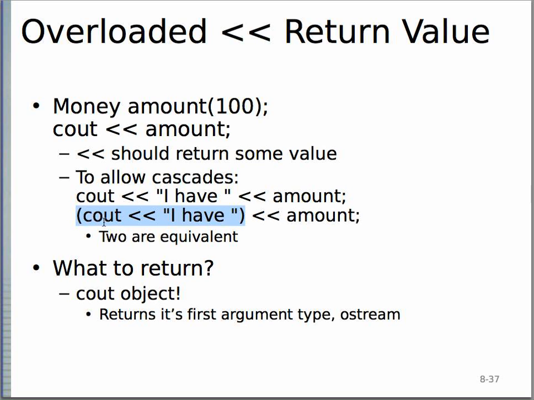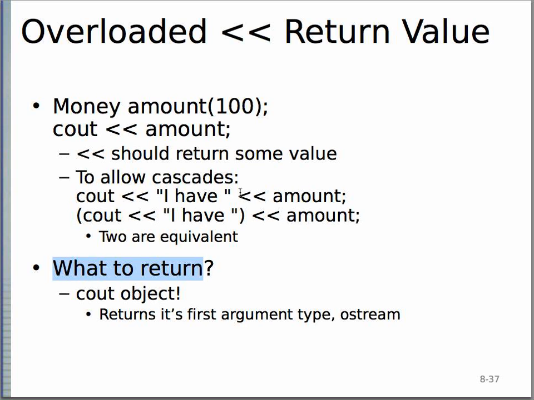So then you might want to think about this. What is the type of this expression? It turns out the type of this expression is ostream. It is the same thing that cout is made of. So this whole thing that I've highlighted here, in parentheses, should in the end be an object of type ostream, or it should actually be cout itself. So that's what we have to worry about when we overload the insertion operator. What should we return? We should return cout, so that we can allow cascading to work.